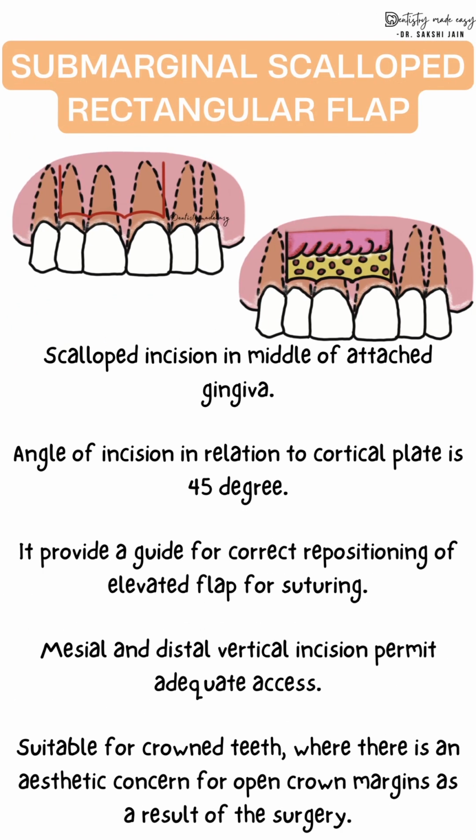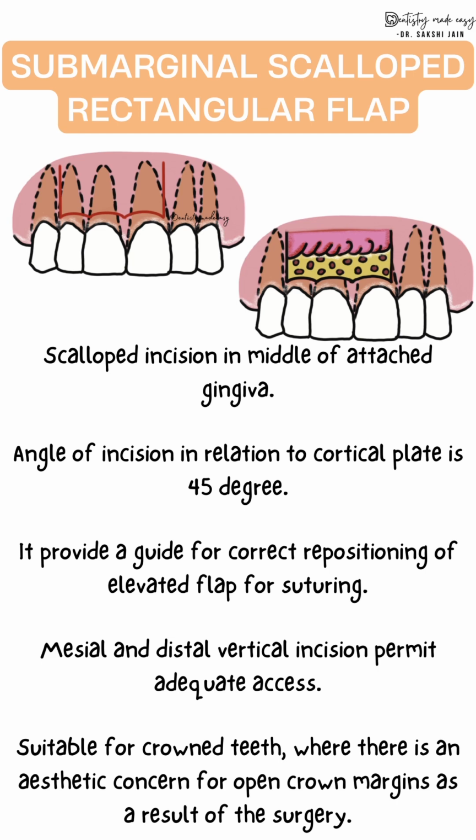Now the next flap is the submarginal scalloped rectangular flap, which is known as the Lübke-Oxenbein flap. A scalloped incision is made at the middle of the attached gingiva. The angle of the incision in relation to the cortical plate is 45 degrees. Because this angle provides the widest cut surface, there is better adaptation. Now the purpose of using this scalloped horizontal incision is to provide a guide for the correct repositioning of the flap for suturing. So it is important to scallop the incision precisely through this gingival margin. The attached gingiva remains intact.